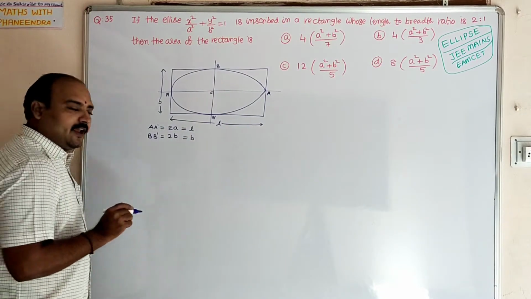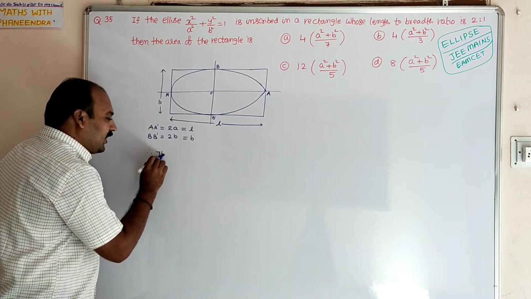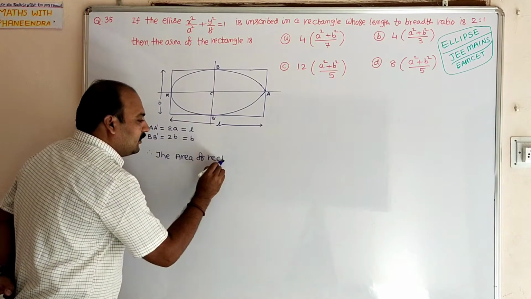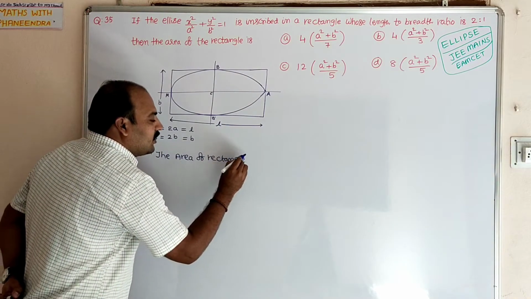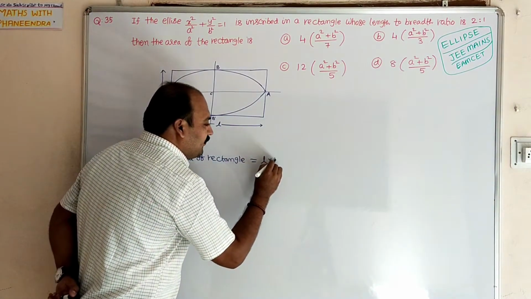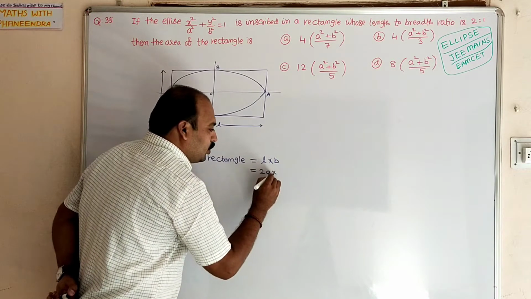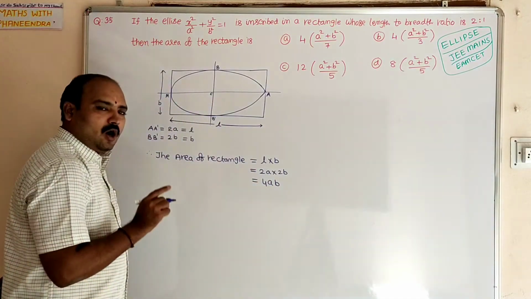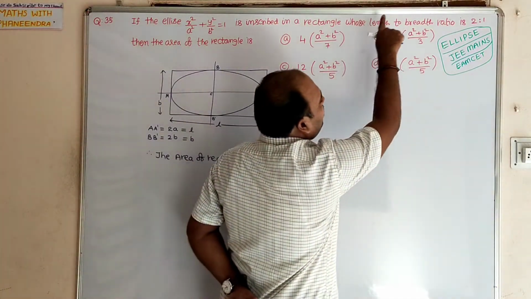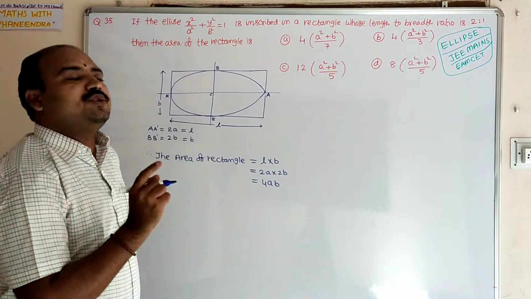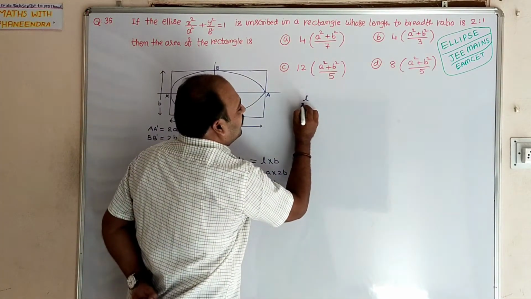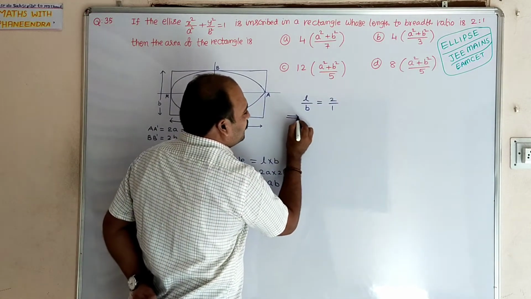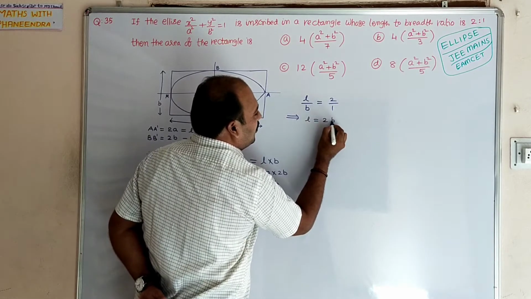What is the area of rectangle? The area of rectangle is equal to length into breadth, that is equal to 2A into 2B, which is equal to 4AB. After that, one condition is given, length to breadth are in the ratio 2:1. So length to breadth L by B is equal to 2/1. So cross multiply, L is equal to 2B.